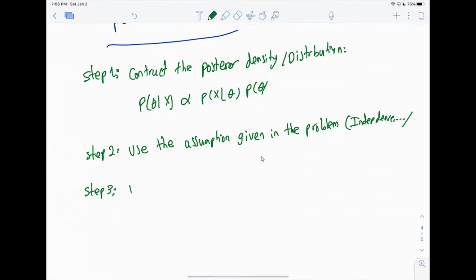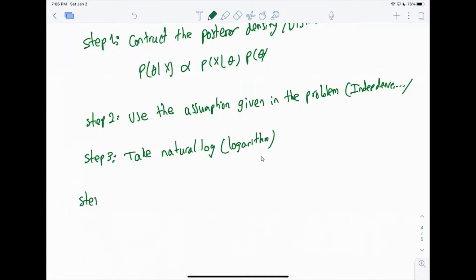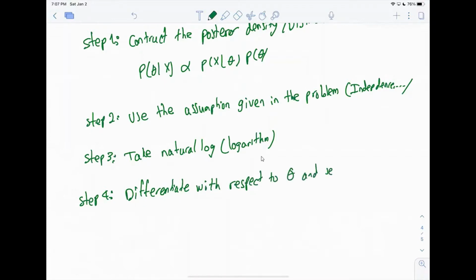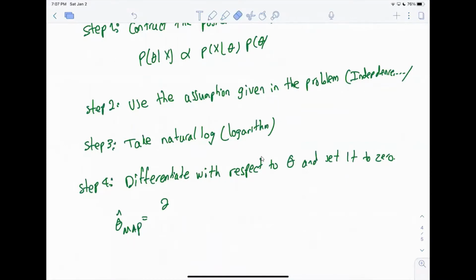Step 3, take a natural log, or in general, take a logarithm, to convert the multiplication to summation. Step 4, differentiate with respect to theta and set it to 0. So theta of MAP is equal to, perhaps here I would call this one, the natural log of that is equal to natural log of this.